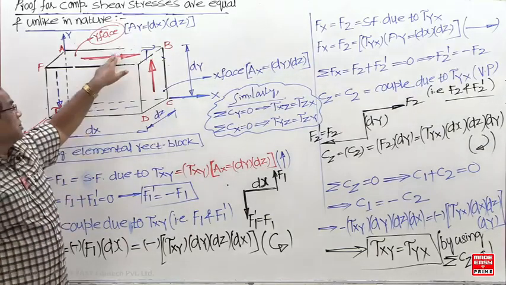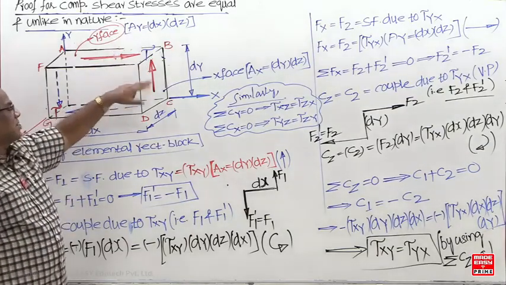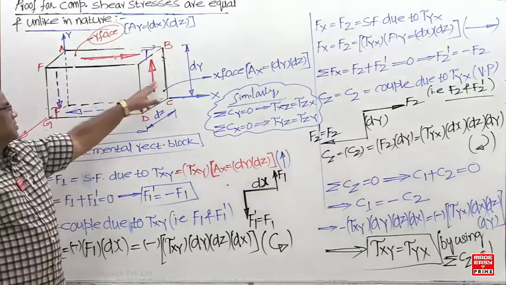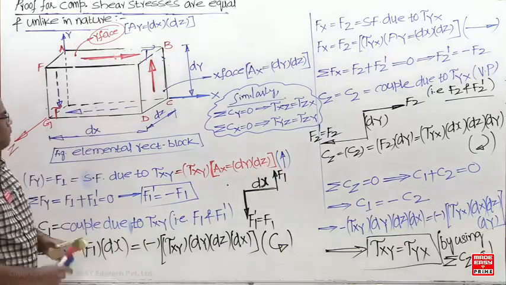So at the junction there will be one value. They are going to cross. This is the tau xy, this is the tau yx.